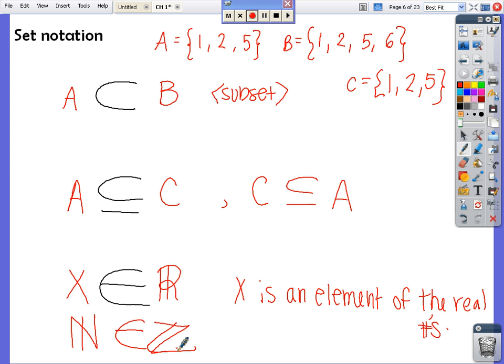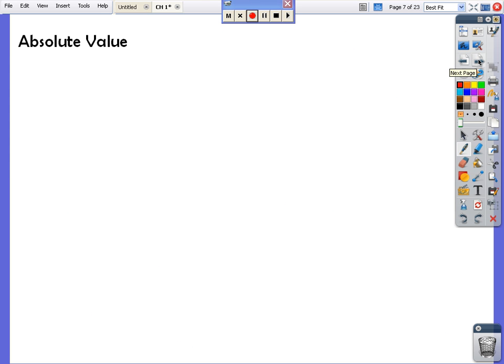Okay? Or is an element of. All right, moving on. We have absolute value. So the definition of absolute value is essentially a distance. And remember that distance must be positive.